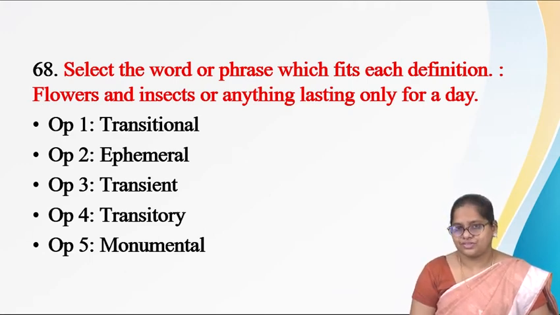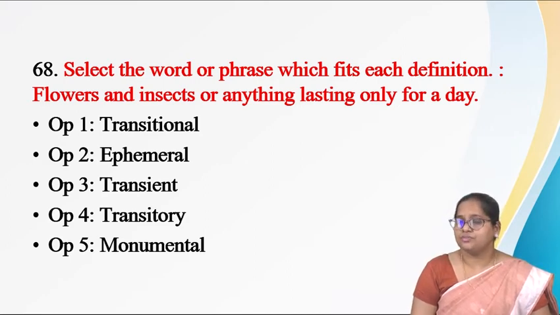Option 1, transitional. Option 2, ephemeral. Option 3, transient. Option 4, transitory. Option 5, monumental. So, transitional, ephemeral, transient, transitory, monumental. All these five are related to each other and related in meaning.